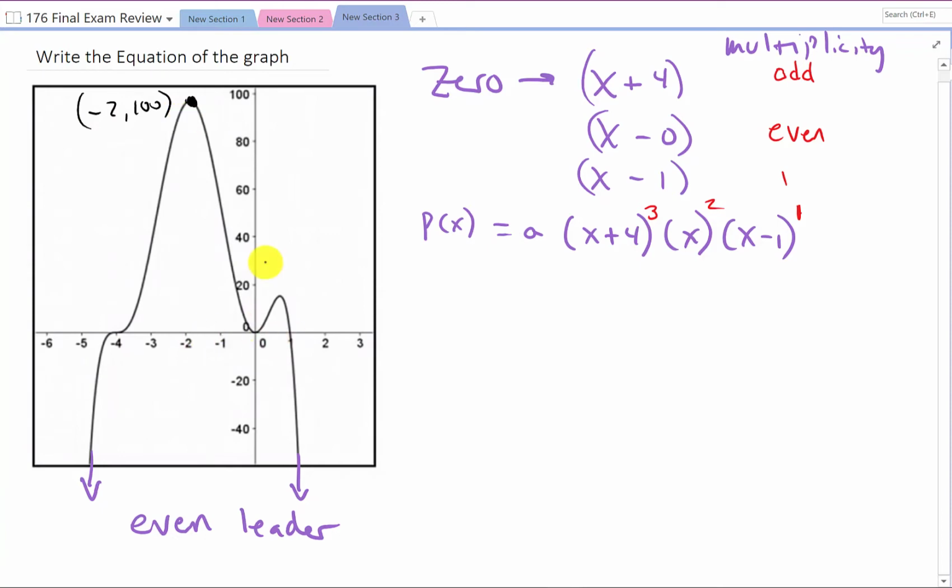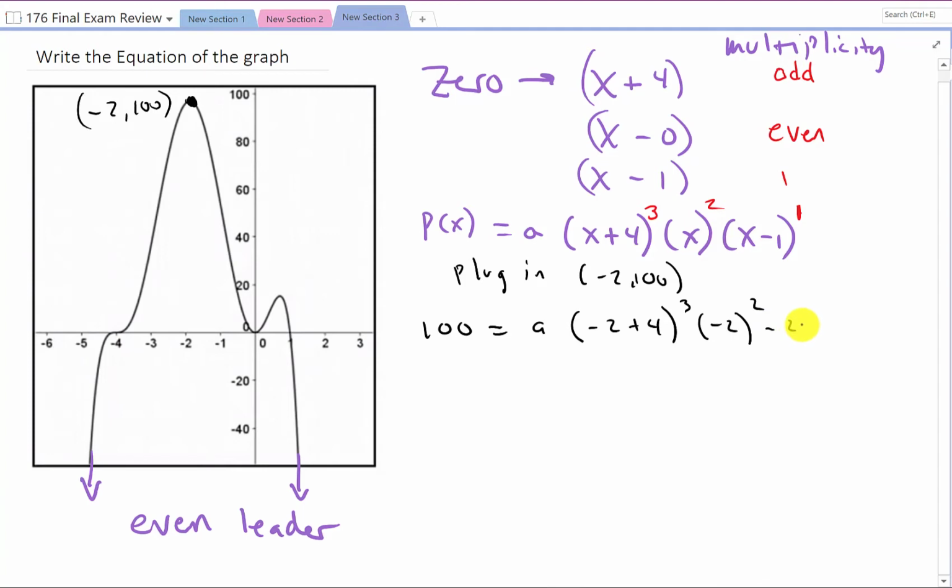Okay, so now we're going to use that specific point on the graph. That's not one of our zeros. It's a new point. We're just going to plug in. So we got tons of math to do here now. So 100 equals a times, I'm plugging -2 in plus 4. That gets cubed. Now I'm going to plug in -2. That gets squared. Now I'm going to plug in -2 minus 1, which is, well, I'll simplify in a second.